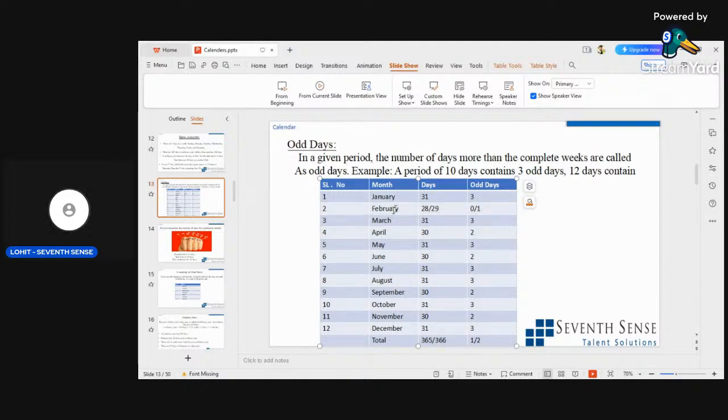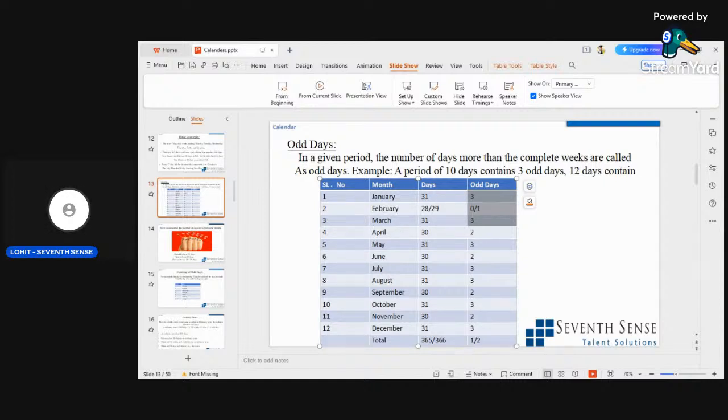So if it is March, that means it is 31, right? 31 means it is 3. If it is 30, it is 2. It is 31, it is 3. Suppose today's date is 16 April 2024. So you need to include from January to March and the days used in April. So you're going to add all these, that will be 3 plus 0 plus 3, it is 6.